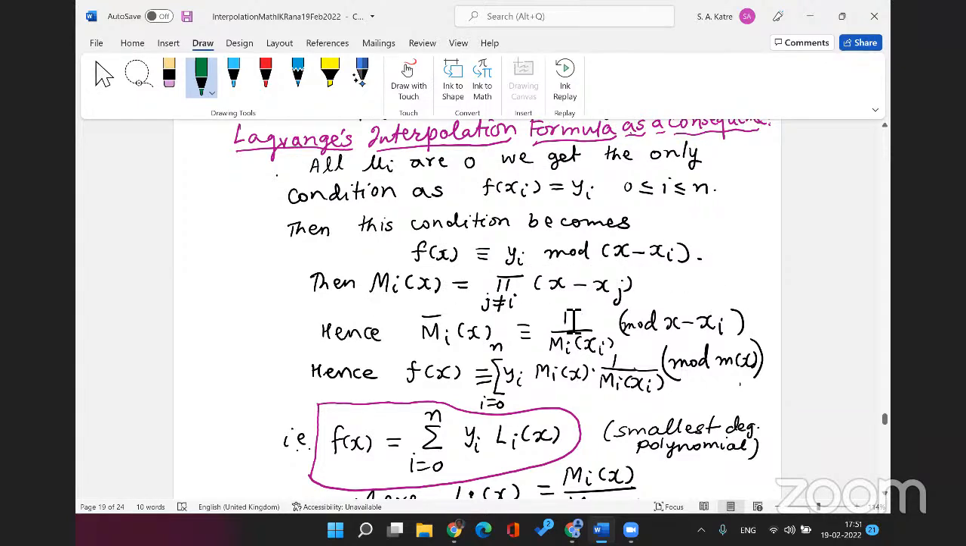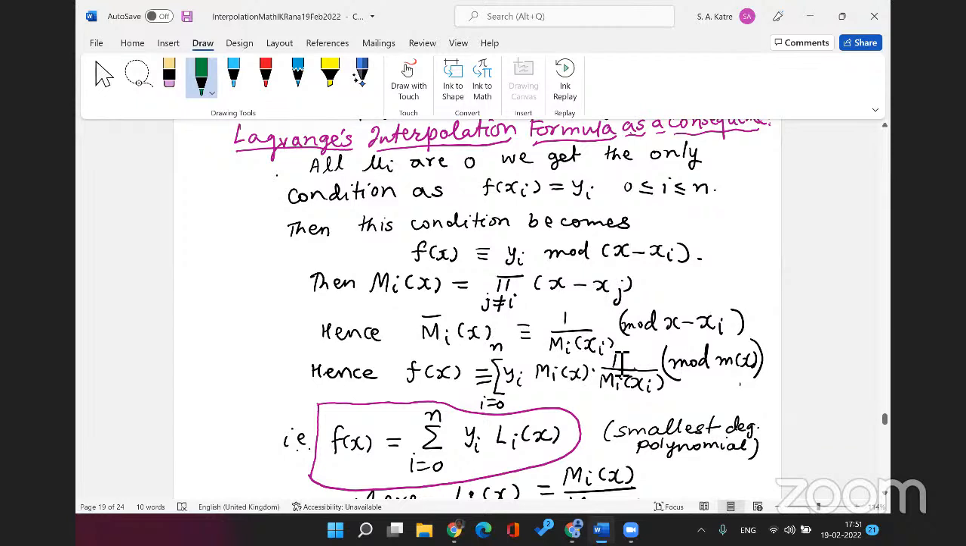Now what is capital Mi(x)? Product of x minus xj, j not equal to i. What is Mi bar? See, you are going modulo x minus xi. So the inverse is just 1 upon Mi(xi), as we have seen in the example. Just replace x by xi, and then take 1 upon that. 1 upon Mi(xi) is the inverse of Mi(x). So Mi bar is nothing but 1 upon Mi(xi).